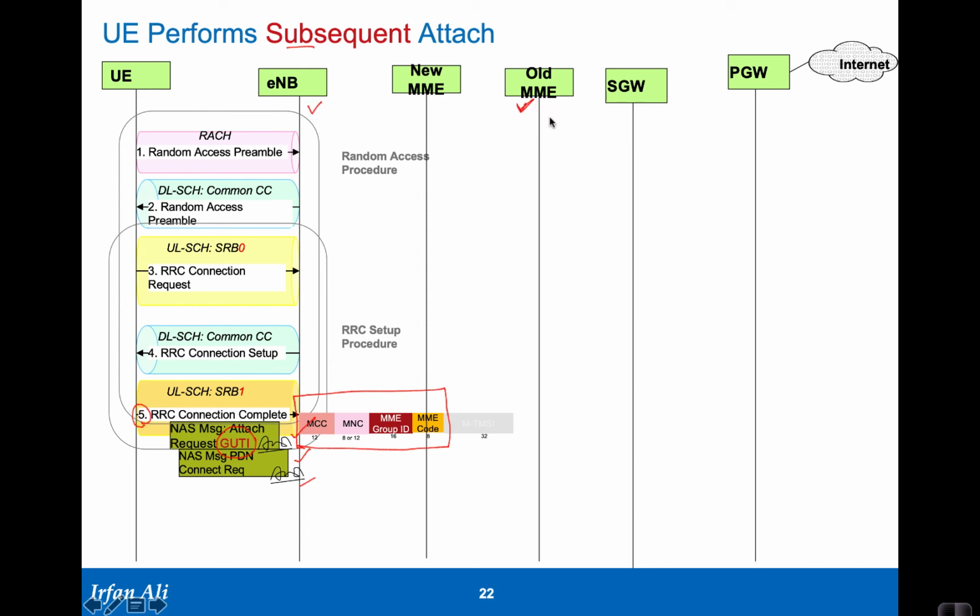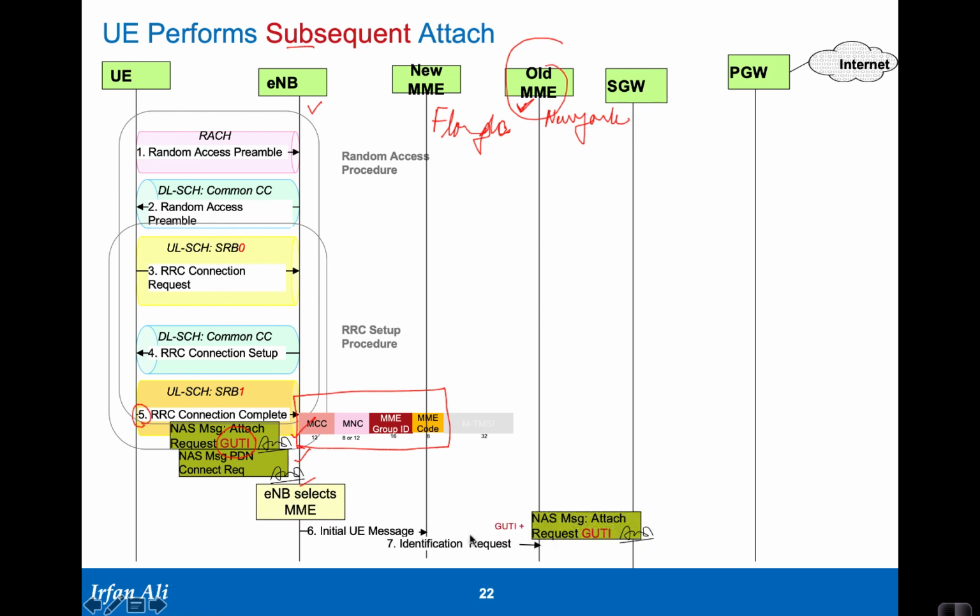So this old MME was, for example, in the New York area, and the mobile has moved down to Florida, and the eNode B in Florida is not connected to the MME in New York. So this eNode B figures out that it can't connect to the MME in the GUTI, but it will select an MME that it is connected to, and it sends this initial UE message, which includes the GUTI and which is integrity protected.